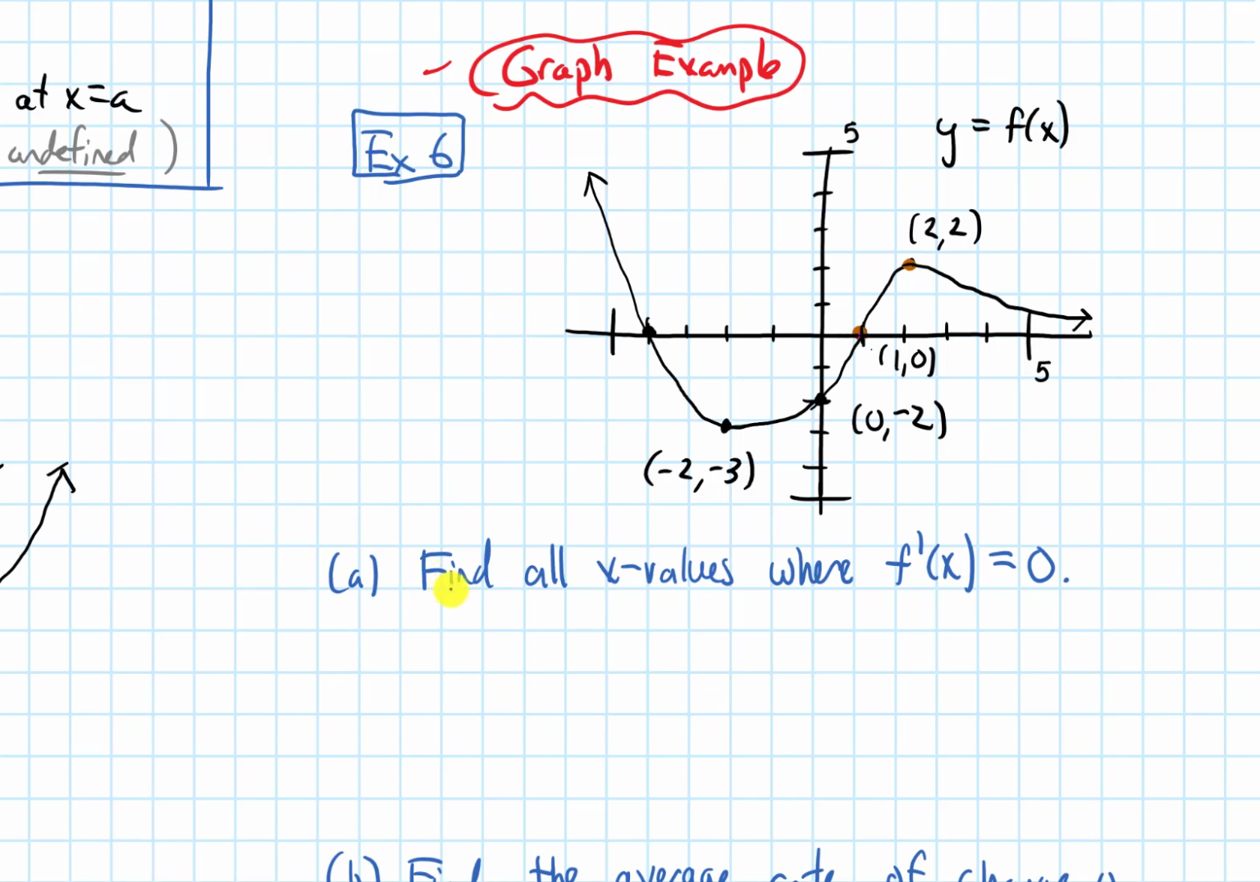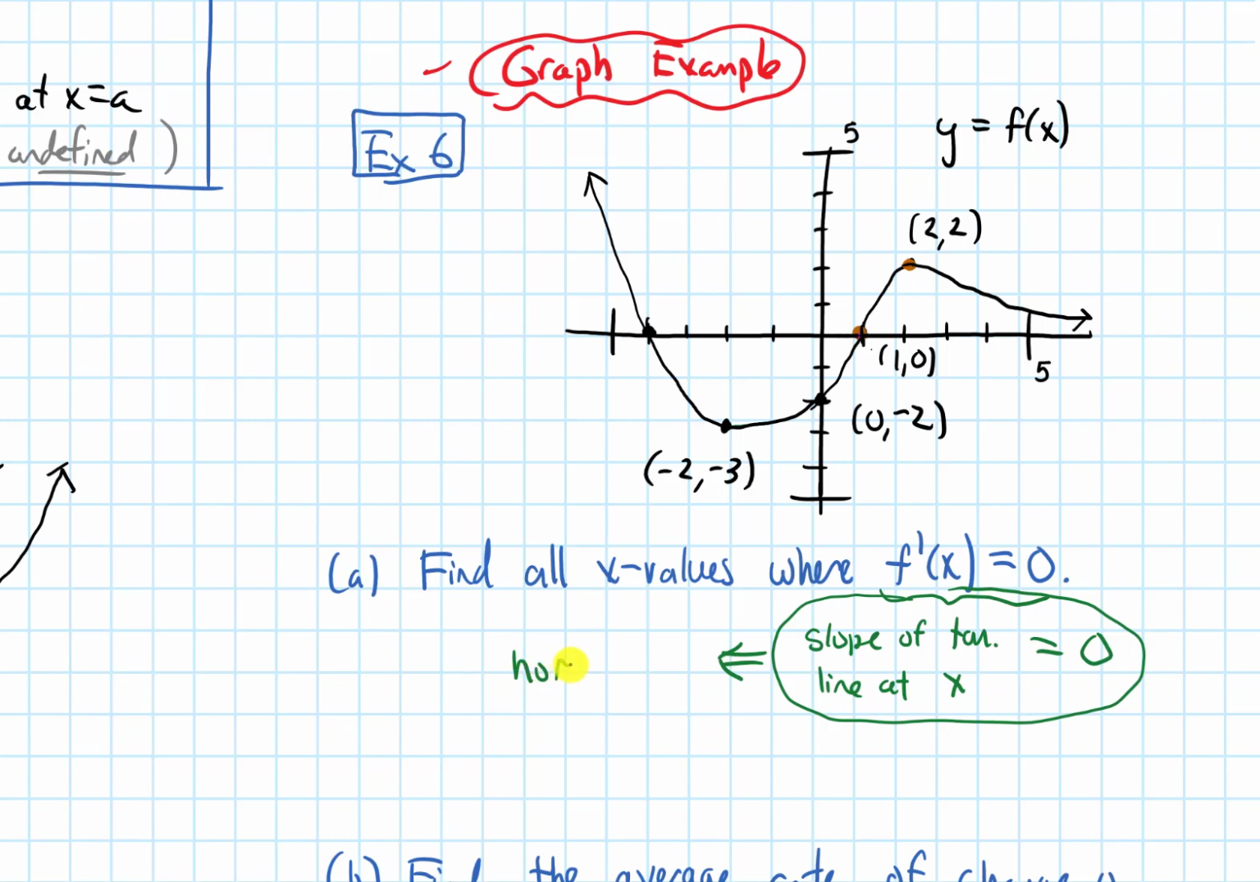Part A asks us to find all the x values where f prime of x equals 0. So remember, f prime of x represents the slope of the tangent line. So this is saying we want the slope of that tangent line at x, whatever the x value is. We need that slope of that tangent line to be 0. So let's put a little circle around this. If the slope of a line is 0, that means that line is horizontal. So I've got to identify what points on the graph will have a horizontal tangent line. That's a point on the graph that seems to get sort of perfectly flat.